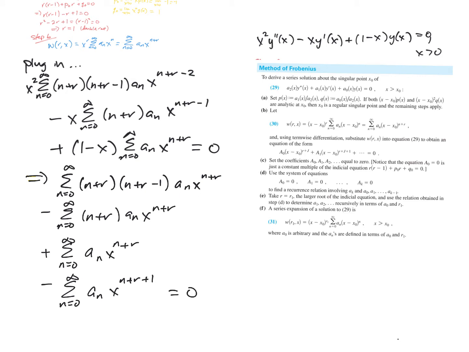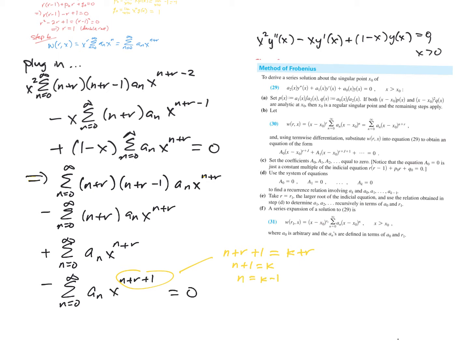So we want to be able to combine these all, and it's just this last one that's going to give us a little bit of trouble. So we want this to look like, let's say we want them all to be k plus r. And for the first three terms, we could just change the n to k, and that would work. But for this one, we want n plus r plus 1 to equal k plus r. And that means that n plus 1 equals k, or n equals k minus 1.